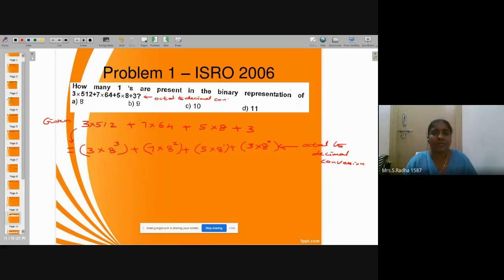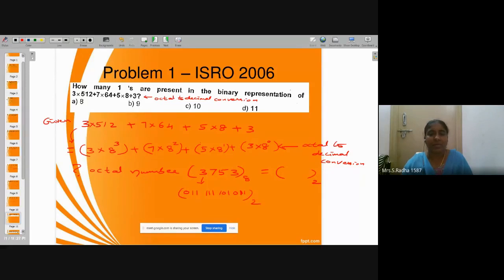Now, what is the octal number? It is 3753. 3753 is the octal number present. Represent this in binary and see how many ones are present. Every digit should be represented with 3 bits: 3 means 011, then 7 means 111, then 5 means 101, 3 means 011. This is the equivalent binary number.